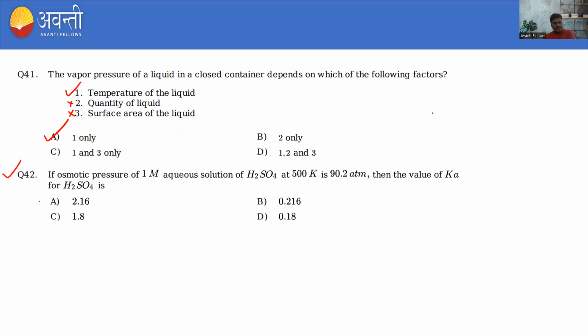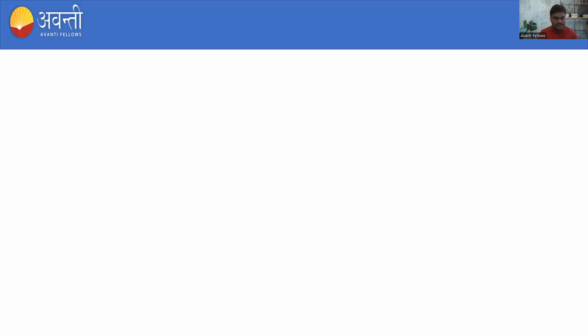So which one is correct? That is A. So A is absolutely the correct answer for this question, that is 2.16. This one is a very important question. First of all, we calculate the osmotic pressure of a 1 molar solution, which is given. Then we need the value of Ka, and for Ka we need the degree of dissociation. By knowing the value of van't Hoff factor, we can calculate all this.